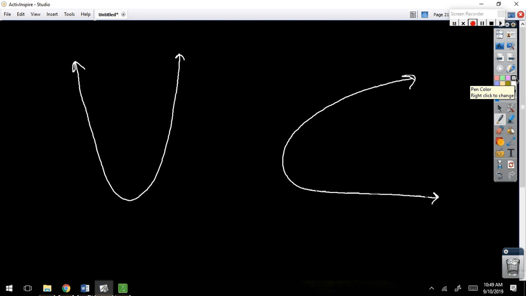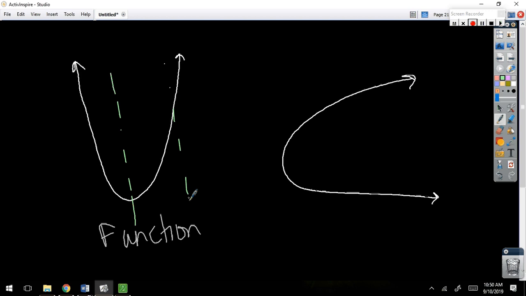This one's a function. Because if I took a vertical line, and I came across, it's never going to touch more than one point at a time, right? A vertical line will never hit more than one time on that graph, anywhere I put it. There's one and only one output for every single input. But if I come over here to this one, if I drop the vertical line right here, look, it intersects twice. So it is not a function.